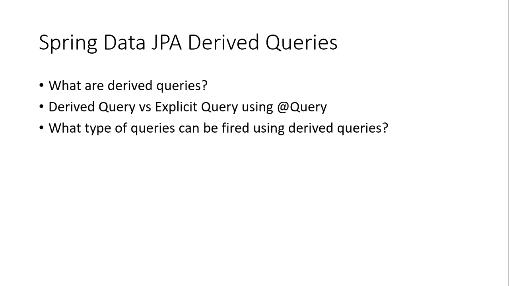So I'm going to discuss Spring Data JPA derived queries. I'm going to cover these points below. What exactly are derived queries, and derived queries versus the explicit queries using the @Query annotation? What's the difference? And what type of queries can we fire using these derived queries? And when exactly do we need to go for these derived queries, and when do we need to go for external queries using @Query? So without wasting time, let's jump into the coding part.